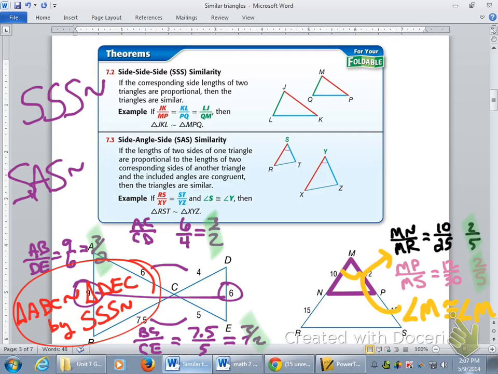All right. I would say, very good, that triangle, let me find a little room here. Triangle MNP, that's the small one, is similar to triangle, do the big one, MRS by what similarity? Side angle side similarity.